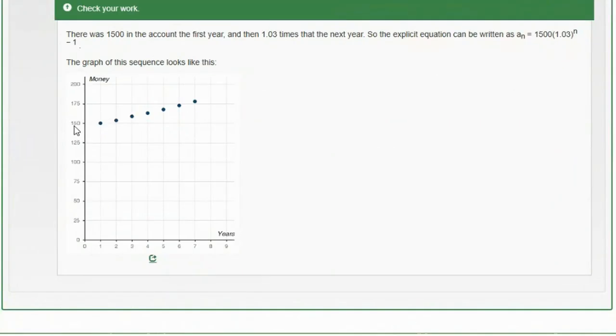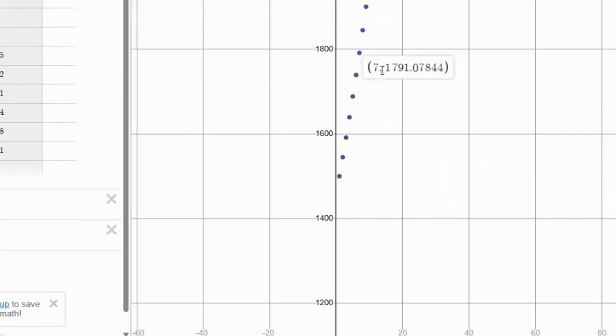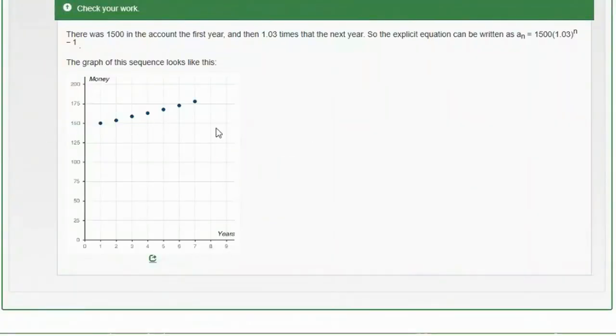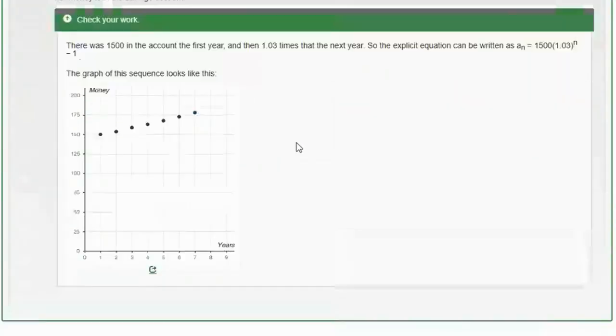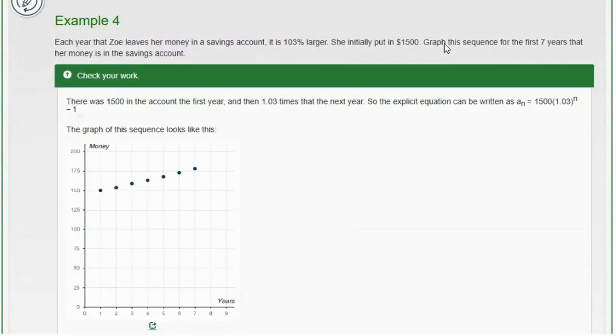That's 1,500. That's over 1,750. Ours is over 1,750. It's 1,791. So that is the same thing. They just scale it differently. Very good. All right, let's look at page 4.